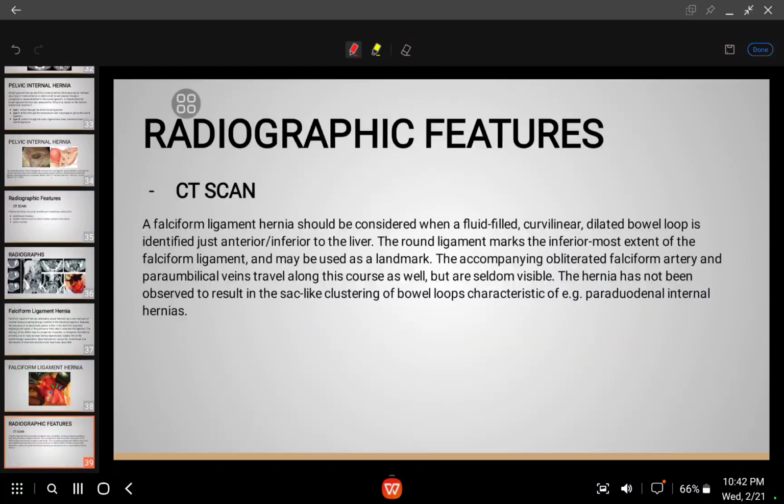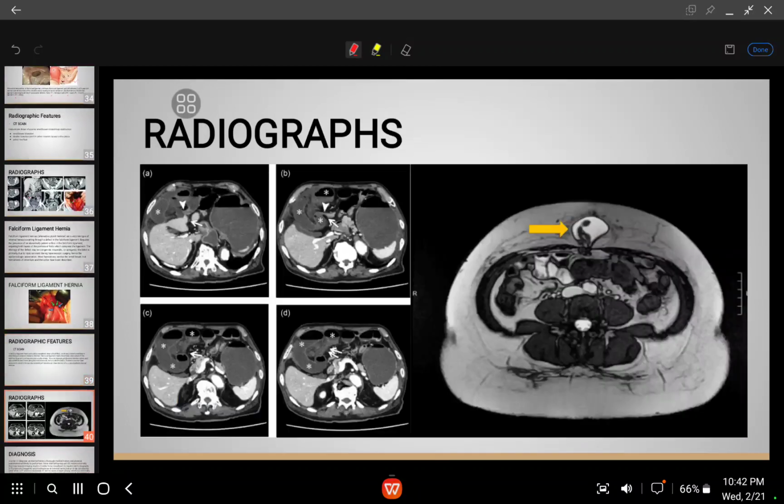Next, the radiographic features. On CT scan the falciform ligament hernia should be considered when a fluid-filled curvilinear dilated bowel loop is identified just anterior inferior to the liver, and the round ligament marks the inferior most extent of the falciform ligament and may be used as a landmark. The accompanying obliterated falciform artery and the paraumbilical veins travel along this course as well, but are seldom visible. So this hernia has not been observed to result in the sac-like clustering of the small bowel loops characteristic, for example, of a paraduodenal internal hernia. So here the radiographic features.